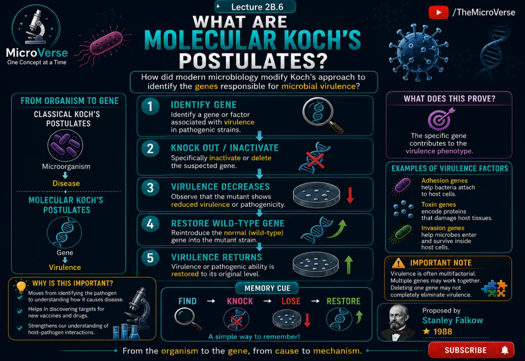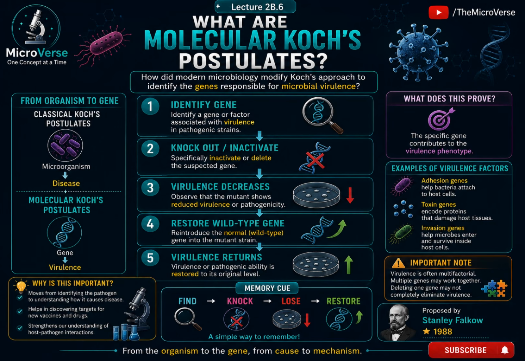The second principle is the next step of the experiment. Scientists specifically inactivate or delete the suspected gene. Then they compare the modified microorganism with the original strain. If removal of that gene produces a measurable reduction in pathogenicity or virulence, this provides evidence that the gene contributes to the disease-causing phenotype. So remember, gene removed means virulence decreases. This is the key experimental idea.